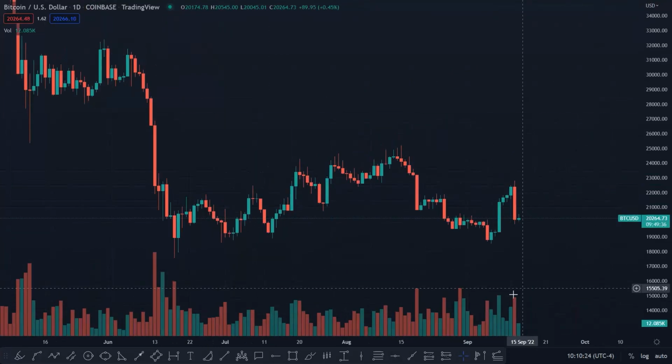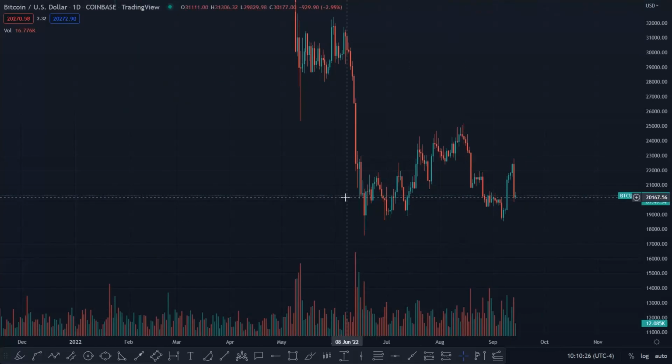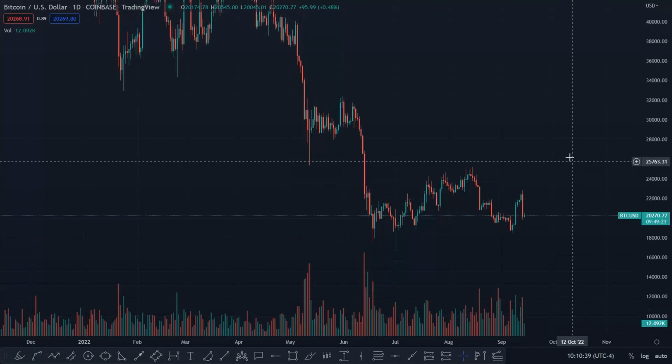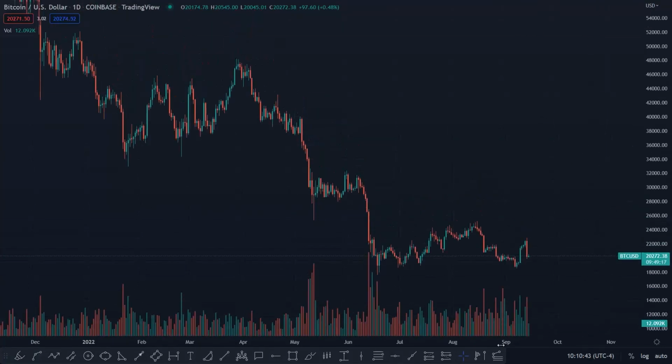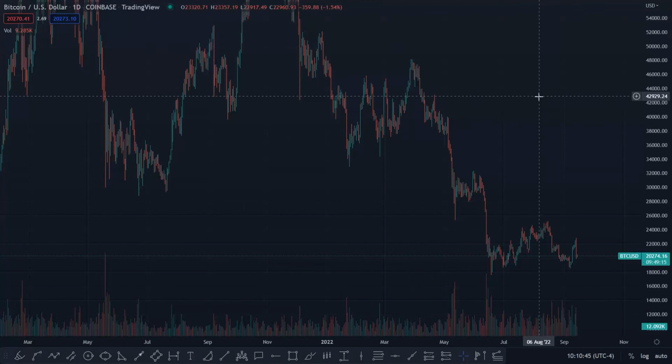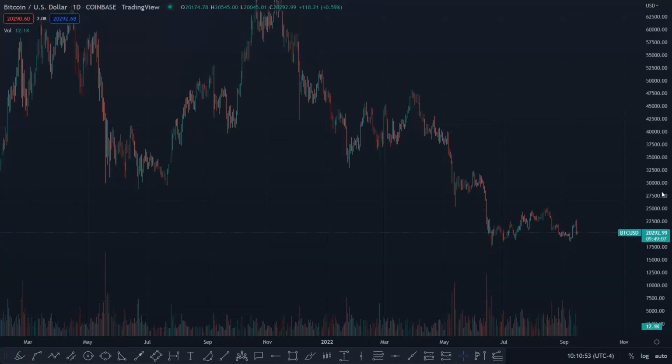But actually, we want to learn how much volume was at a specific level. For example, I want to know how much volume was traded at $20,000, or at $30,000, or how much volume traders traded at $40,000. This is important information, and we need that.